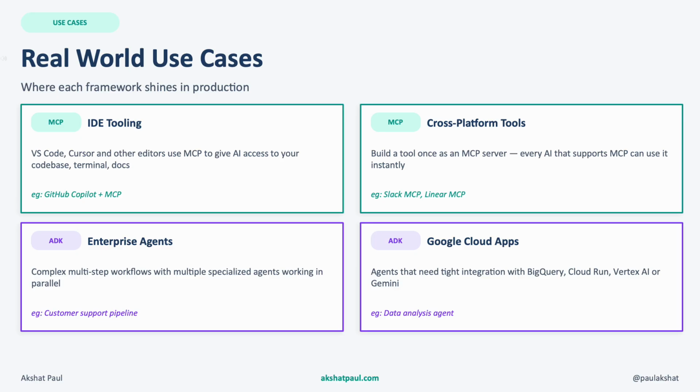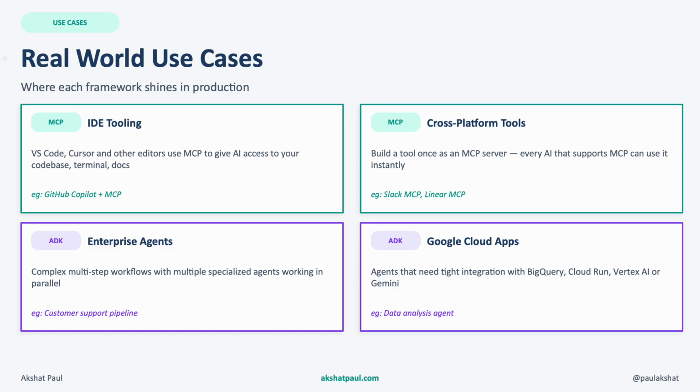Let's make this concrete with real world use cases. What are people actually building with MCP and ADK today? Top left, MCP for IDE tooling. This is probably MCP's biggest use case right now. Editors like VS Code, Cursor, and Windsurf use MCP to give their AI assistants access to your code, your terminal, your docs, your Git history. The editor speaks MCP. Your tools expose MCP servers, and suddenly your AI has full context.